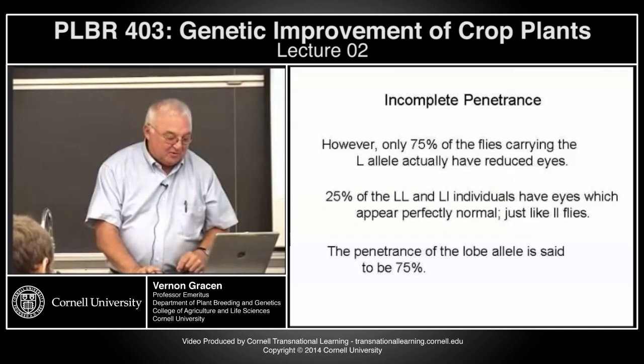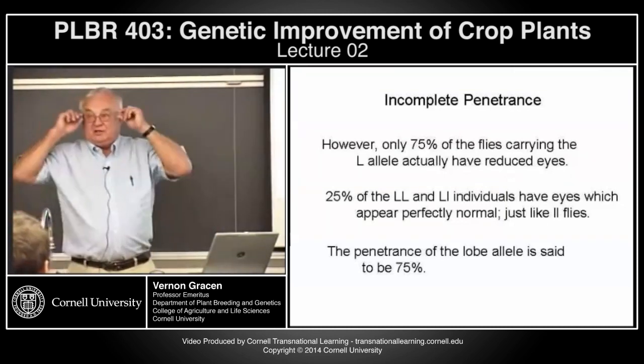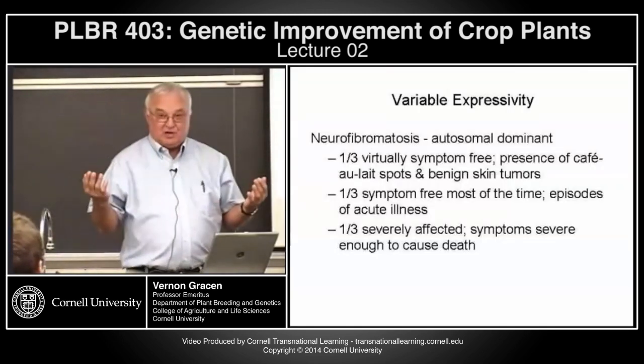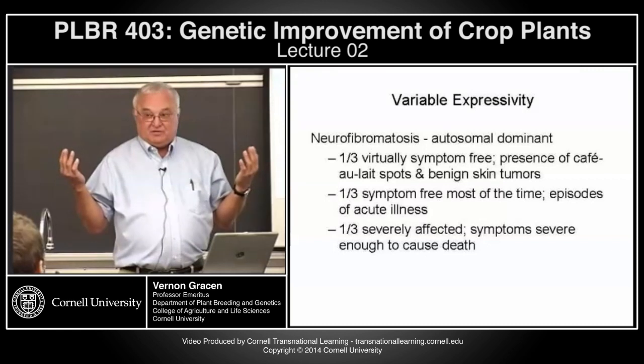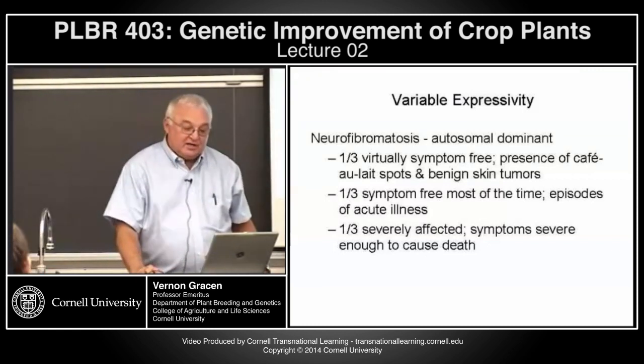All right, before we run out of time. So the penetrance of the lobe allele is said to be 75%. 75% of individuals that carry the dominant allele show the trait, and 25% of individual flies that carry that allele don't show the trait. All right, let's look at expressivity.